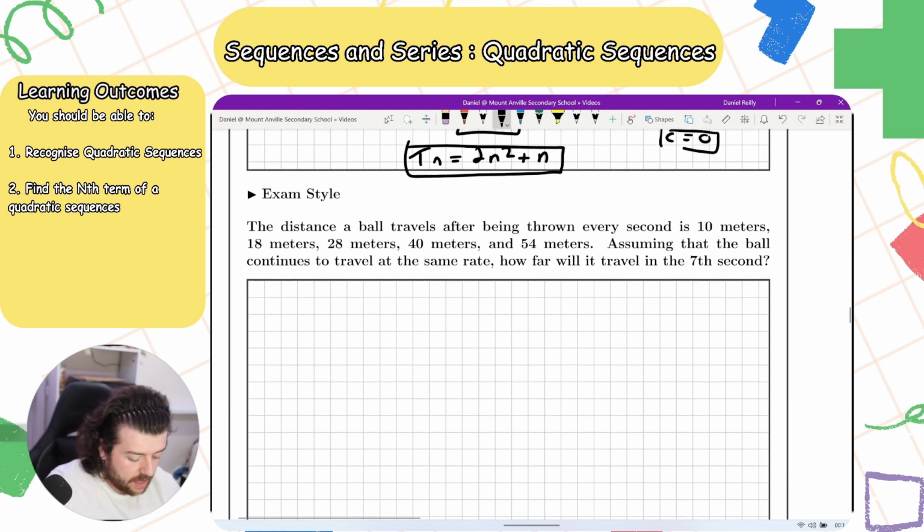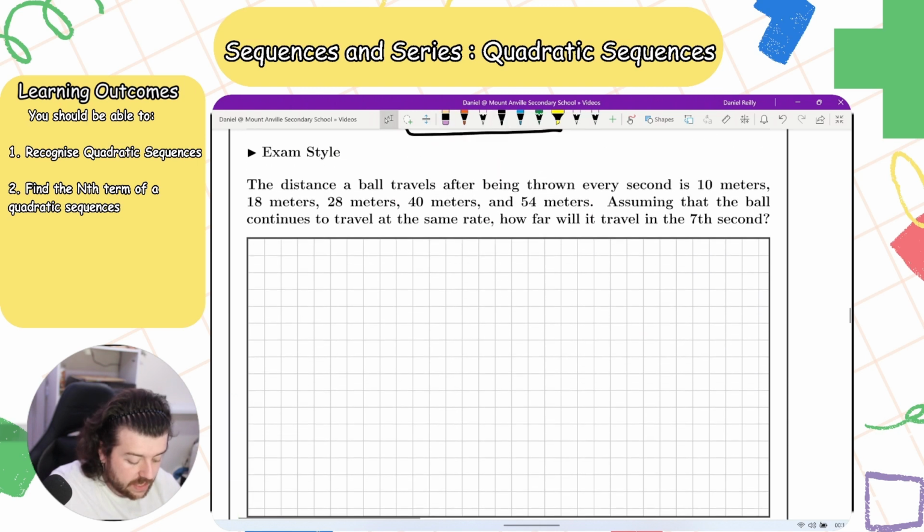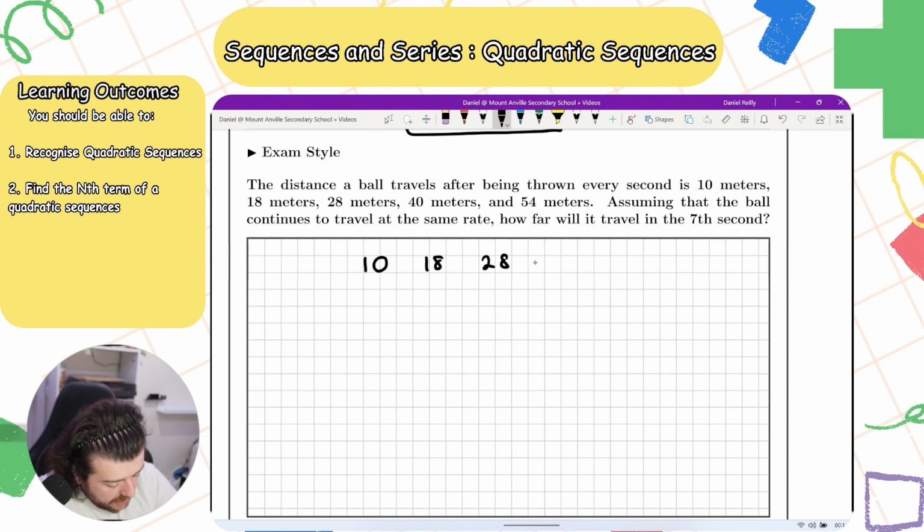Alright, let's look at another one here. So the distance a ball travels after being thrown every second is 10 meters, 18 meters, 28 meters, 40 meters, 54 meters. Assume that the ball continues to travel at the same rate. How far will it travel in the 7th second? So 10, 18, 28, 40, 54.